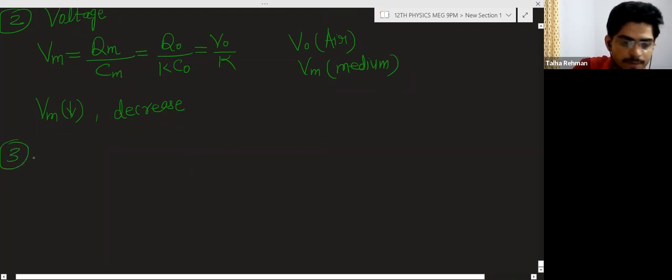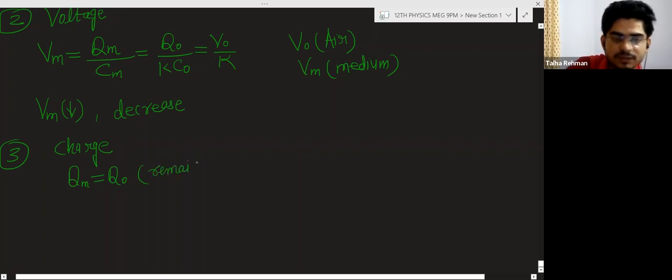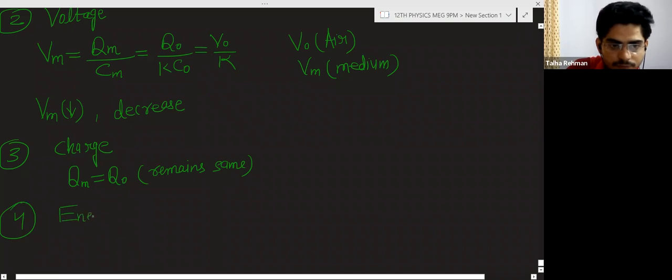Number 3 is charge. When you are talking about charge, charge will remain same, as we have discussed in the starting. And number 4 is energy stored.